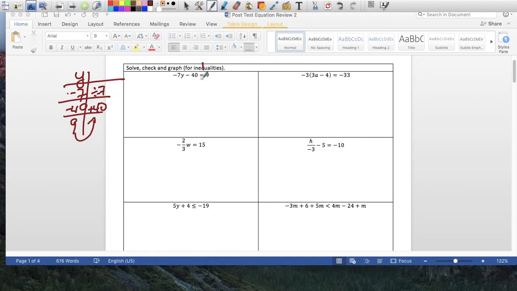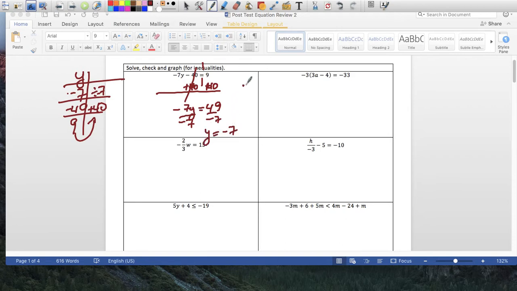So let's do our inverse operations, which is plus 40. That's going to become 0. Bring the -7y, and that equals 49. Divide both sides by -7, and we get that our y is -7.